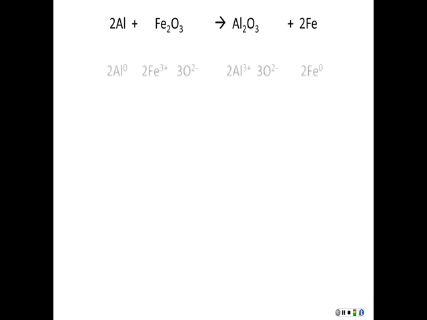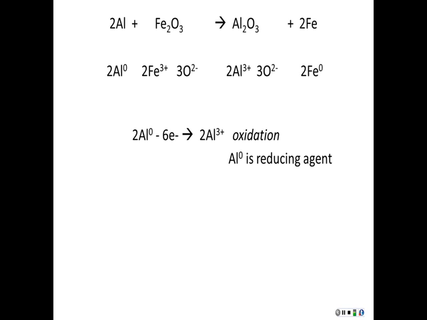Assigning oxidation numbers, we would get the aluminums as neutral. Iron is +3, oxide is -2. Aluminum is +3, again oxide -2, and the iron is neutral. So you can see that the oxide hasn't changed. So the aluminum has changed, it's lost 3 electrons for each aluminum, and because we have 2 aluminums there, that's a total of 6 electrons being lost. So aluminum then is the reducing agent because it's being oxidized.